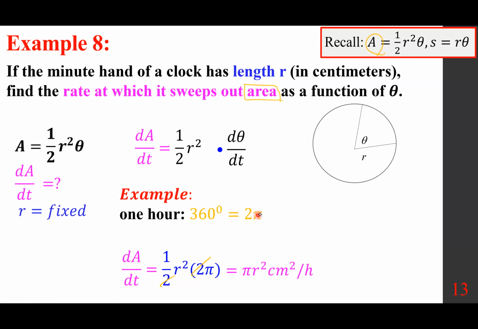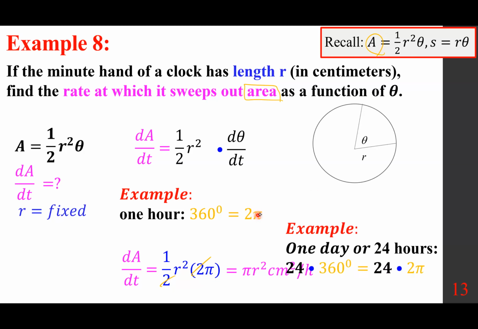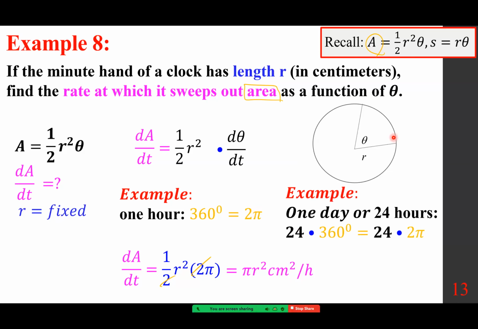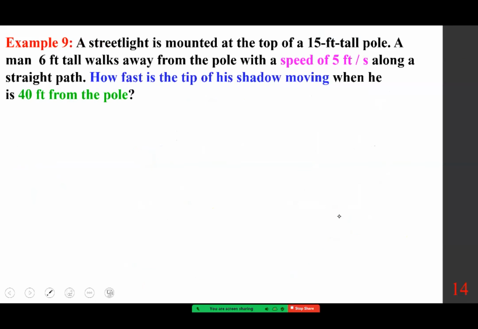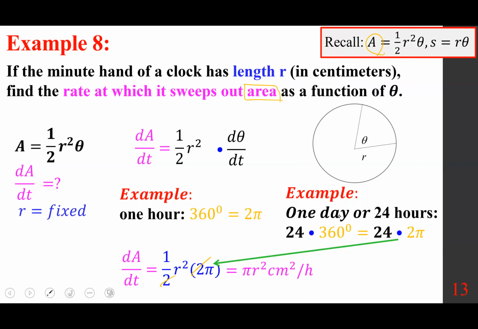For example, if we are interested in 1 day or 24 hours, so the minute hand covers this circle how many times? 24 times. Each time covers 2 pi radians. Therefore, instead of 2 pi here, you have to put 24 times 2 pi. And whatever the answer is, would be centimeter squared per day. Per day. And that's extremely important to understand, everybody. Okay, per day. So just this one is going to replace the 2 pi.